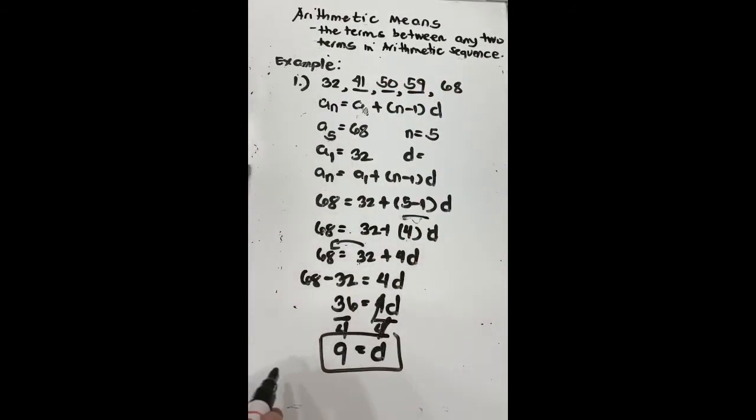Therefore, our answer, or our sequence, is 32, 41, 50, 59, 68. So our arithmetic means are 41, 50, and 59.